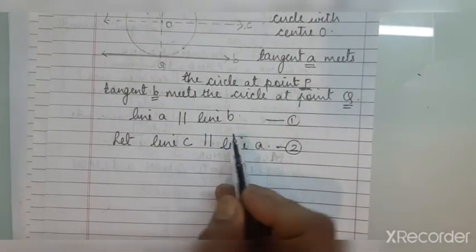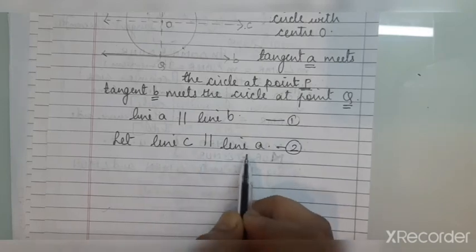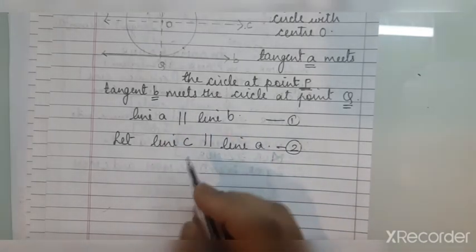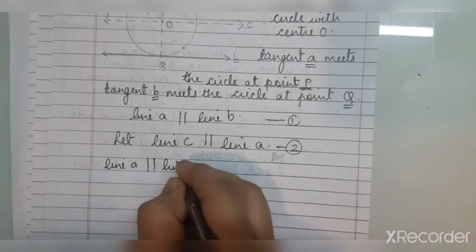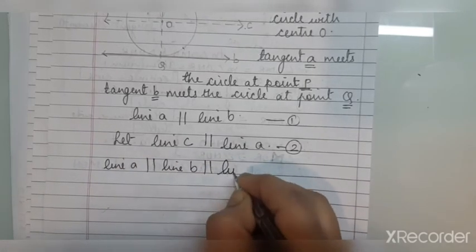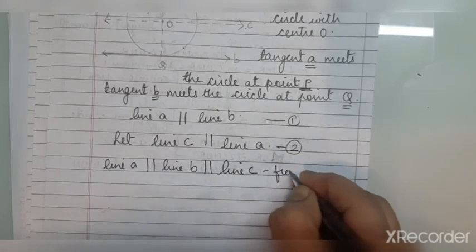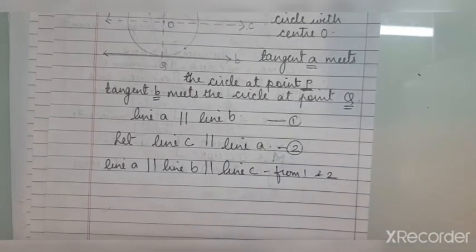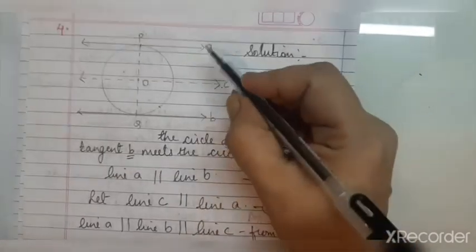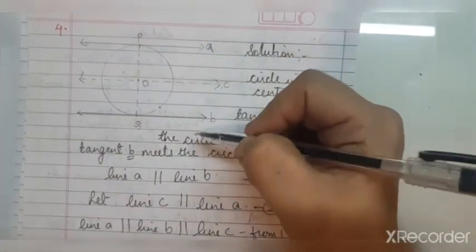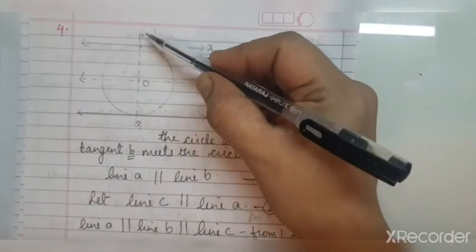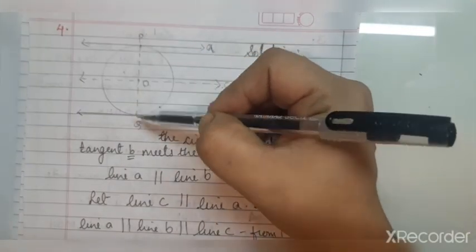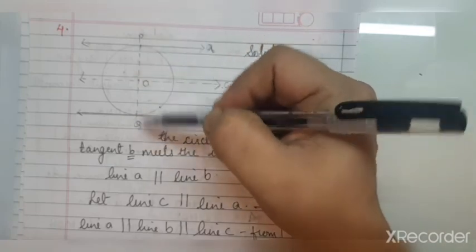Now if A is parallel to B, and C is parallel to A, that means all the three lines are parallel to each other. So line A is parallel to line B which is parallel to line C. This is from statement 1 and 2. Now what we got here, three lines are parallel to each other. Now our main objective is to prove that these 3 points P, O, Q are in a straight line.